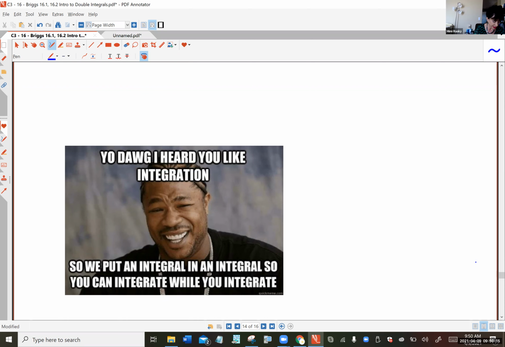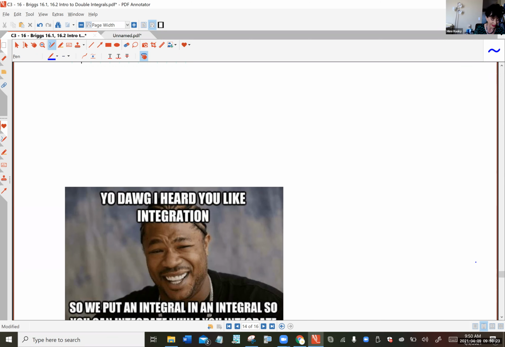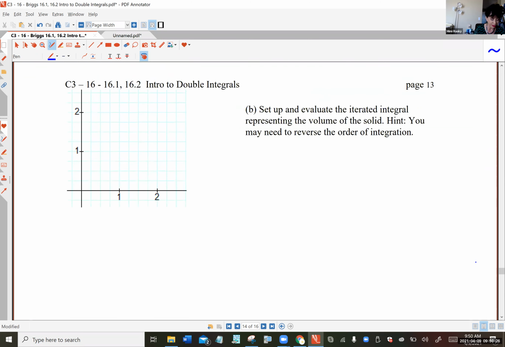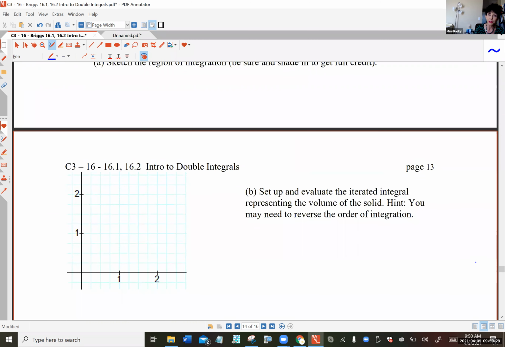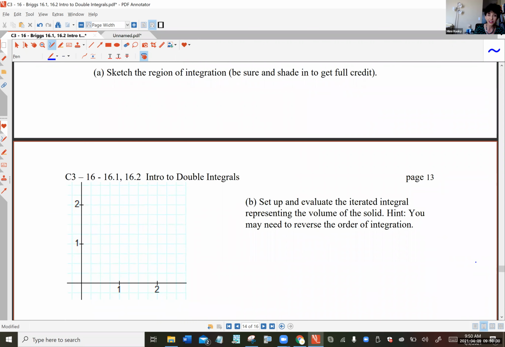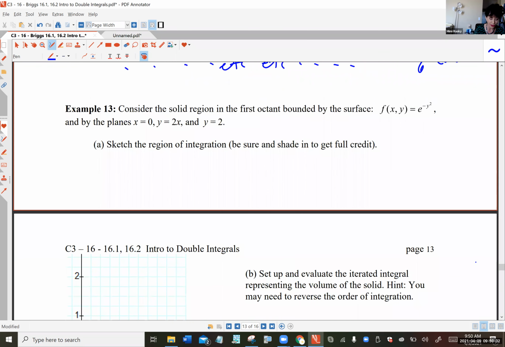So I heard you like integration, you dog. So we put an integral in an integral so you can integrate while you integrate. And that's basically what a double integral is. It's an integral inside of an integral. And if you're a computer science person, it's kind of like putting a loop inside of a loop. We do nested loops all the time in comp sci, don't we, folks? If you're a comp sci person, you know what I'm talking about.